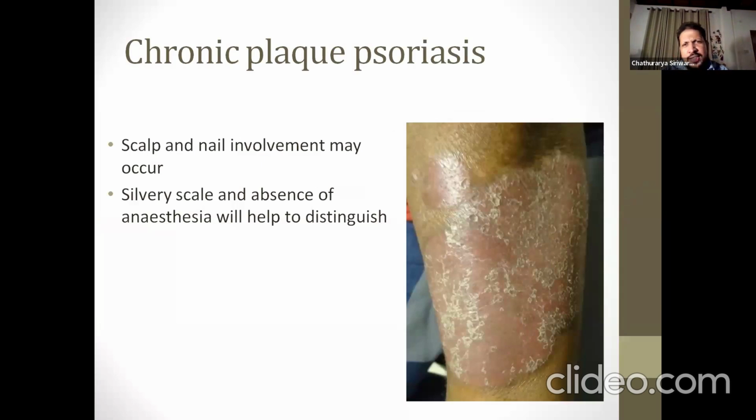Again, chronic plaque psoriasis can come with red scaly patches, but they might have nail changes and the scale is very silvery, and they can also have arthritis and scalp involvement.